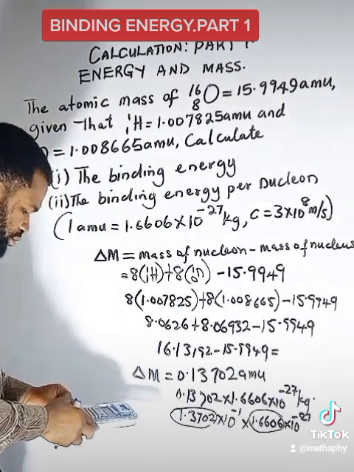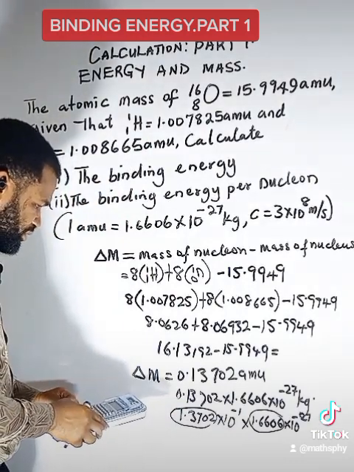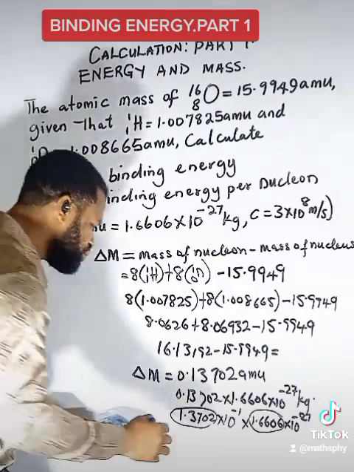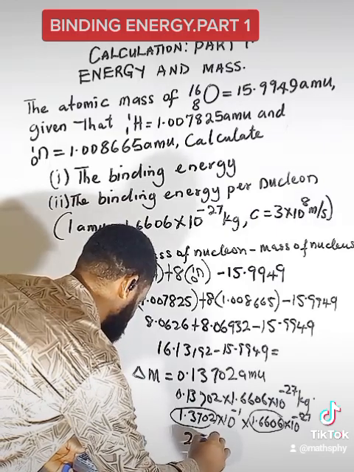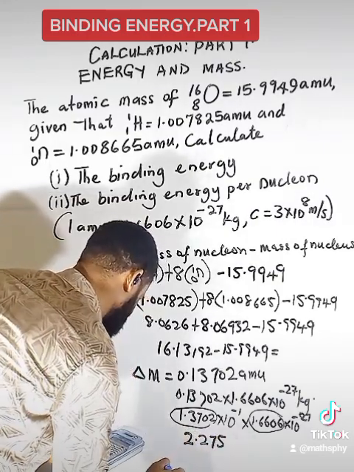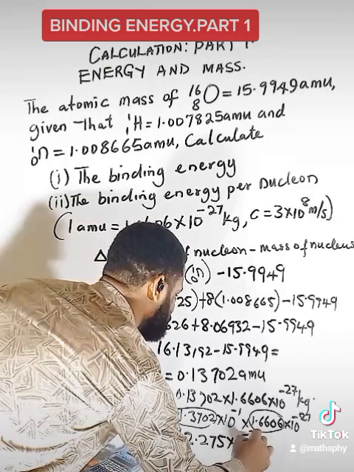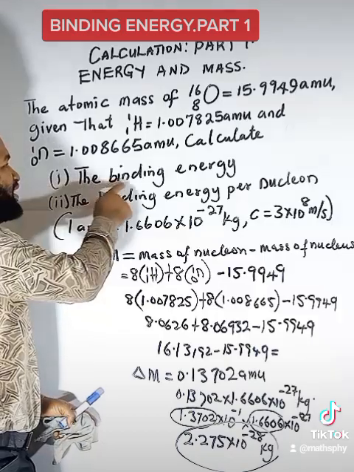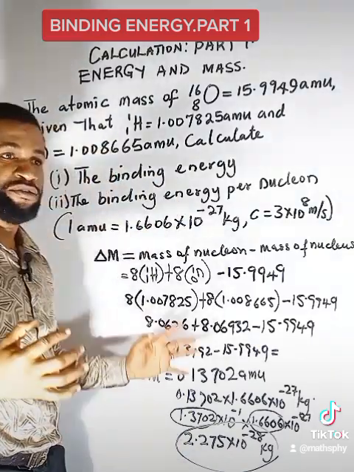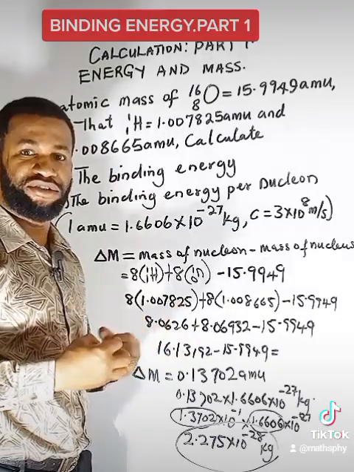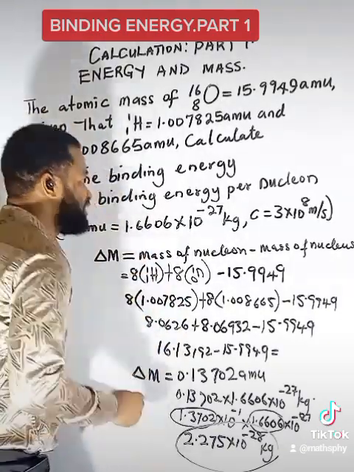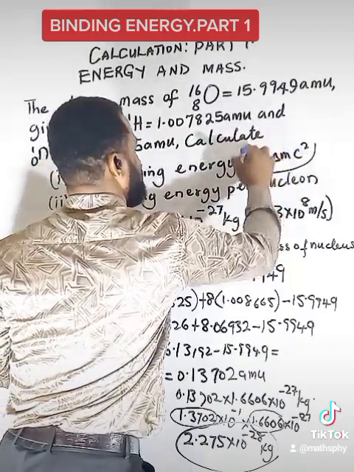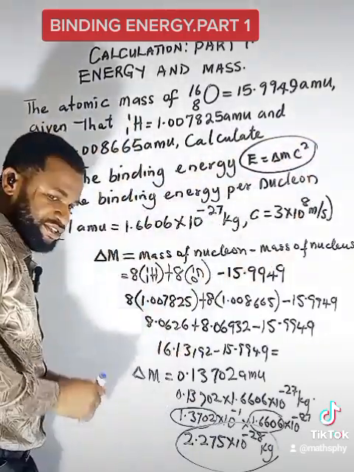So I'm going to have 1.3702 times 1.6606, so I have 2.275 times 10 raised to minus 28 kilogram. Einstein, for us to be able to find the binding energy, the energy needed to separate the nucleus of an atom, gave the binding energy E as the change in mass times c squared. So we are going to use this to find the binding energy.